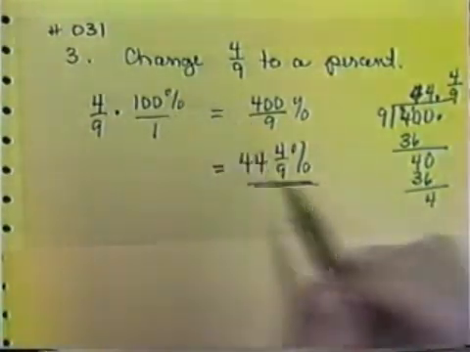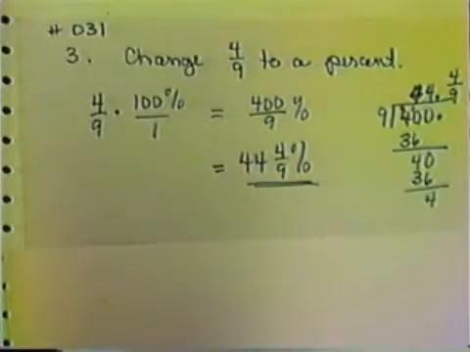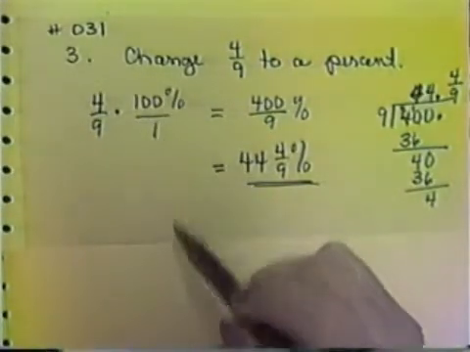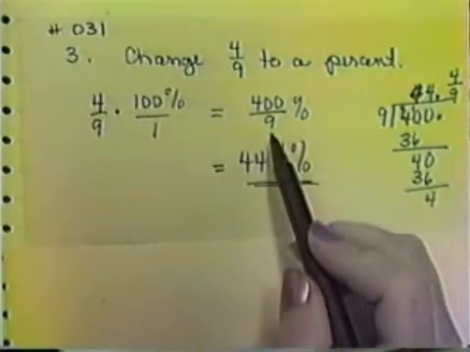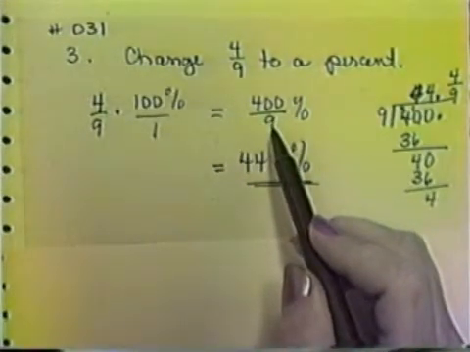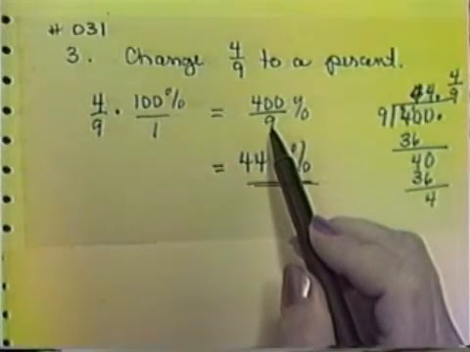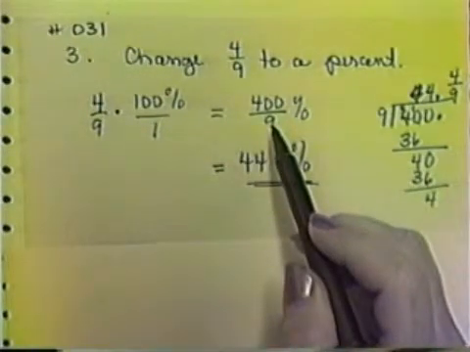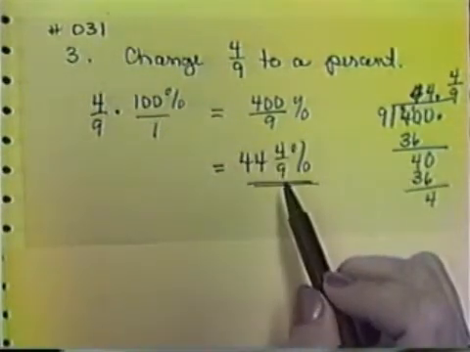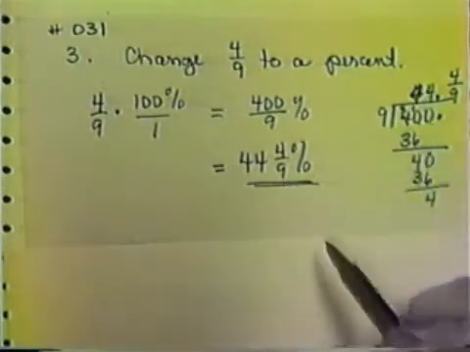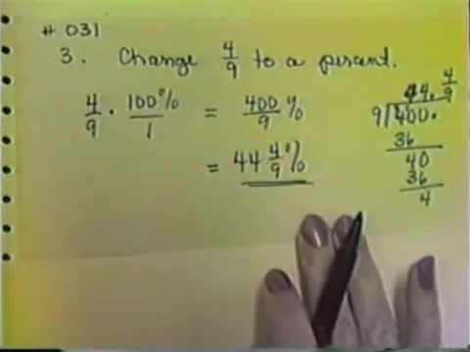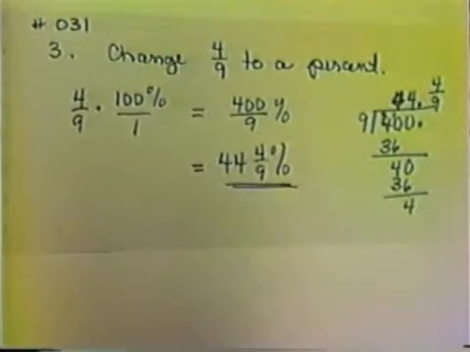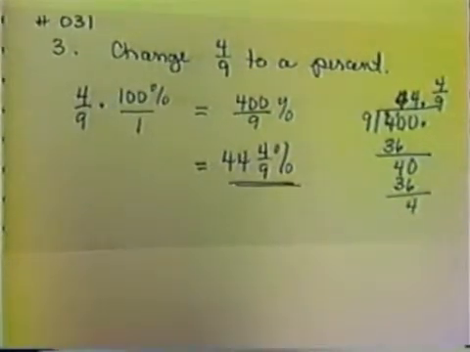Okay, to change 4/9 to a percent, we're going to multiply by 100%, just like we always do. The only thing is this one will not reduce so that we have 1 in the denominator. So what we're going to have to do is take 400 over 9 and make it a mixed number. And we do that by dividing. Questions?